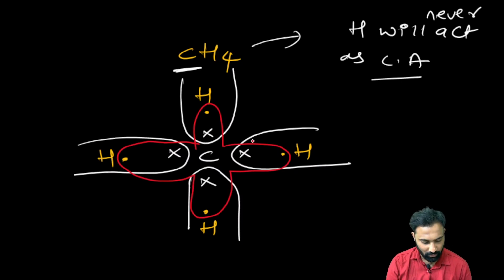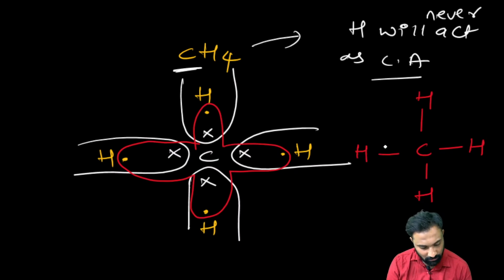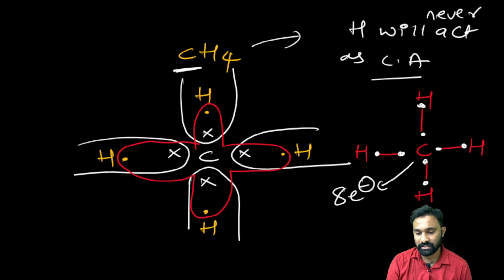Clear? Now in this case, the carbon forms 4 covalent bonds in this manner. One bond contains 2 electrons, so each bond contains 2 electrons, right? Then its octet is completed. Now it has 8 electrons and it is stable. Clear? In this manner we have to draw the Lewis dot structure.